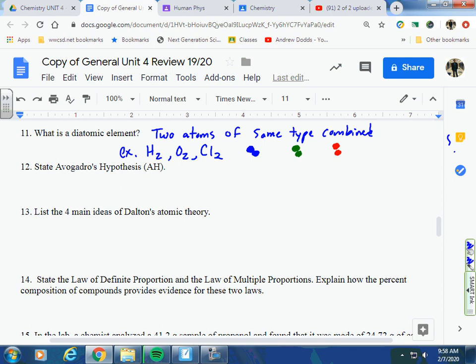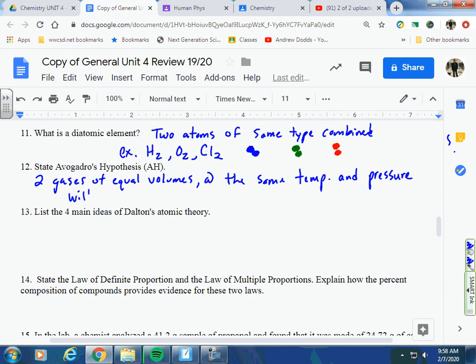Avogadro's hypothesis: two gases of equal volumes at the same temperature and pressure will have an equal number of particles.